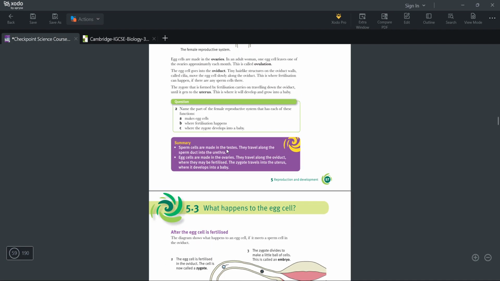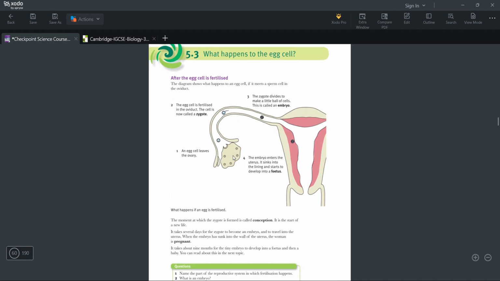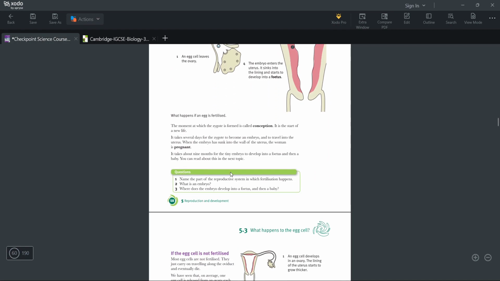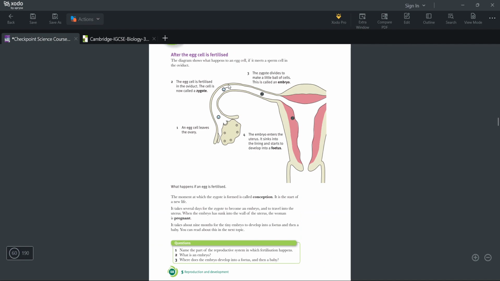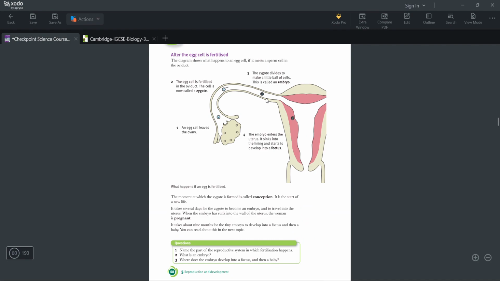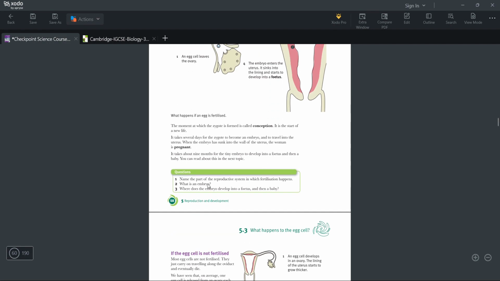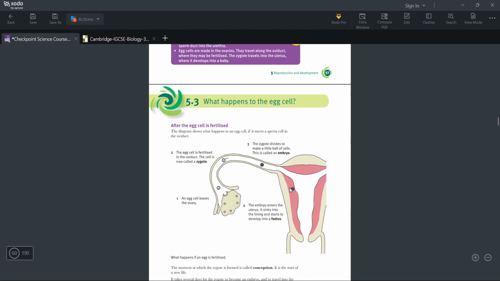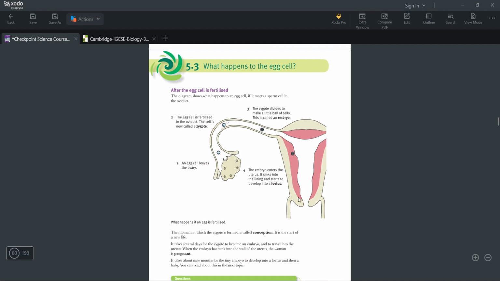Thank you. Name the part of the reproductive system in which fertilization happens. Again, it's your oviduct. Then what is an embryo? It is a cluster of cells that will eventually become a fetus if it is implanted into the uterine lining. Where does the embryo develop into a fetus and then a baby? That is in your uterus, and if you want to be more specific, your uterine lining.